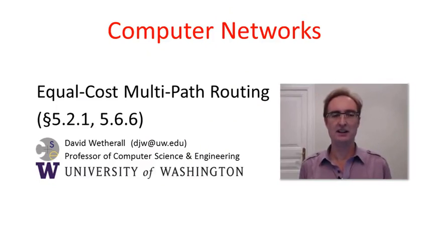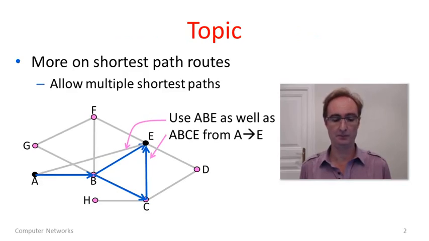G'day viewers. In this segment we'll talk about equal cost multipath routing. That's a mouthful, but it's really an extension to the shortest path routes we've seen before. What we would like to do now is to allow the use of multiple routes between a given node and a destination. In everything we've seen so far with the shortest path formulation, we picked a single path from a node to a destination. But what if you want to allow multiple paths?